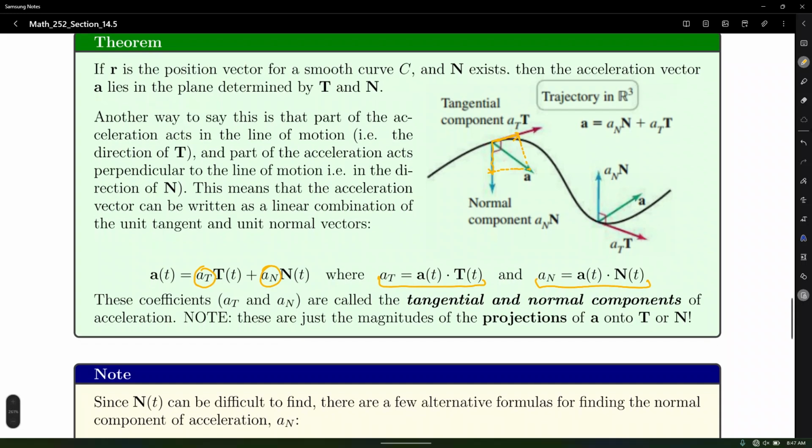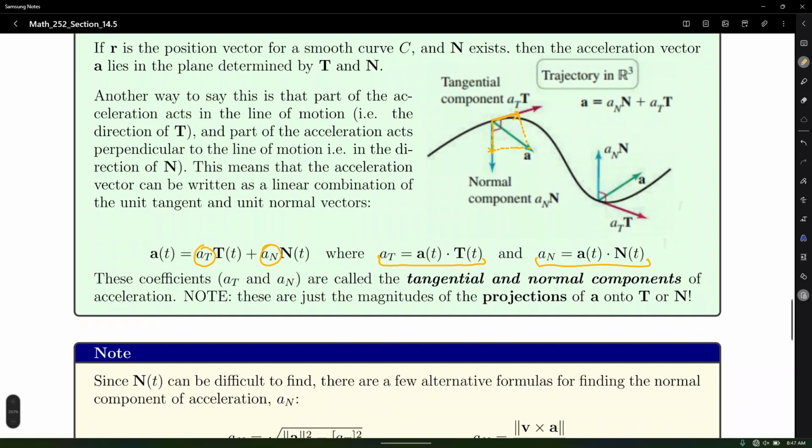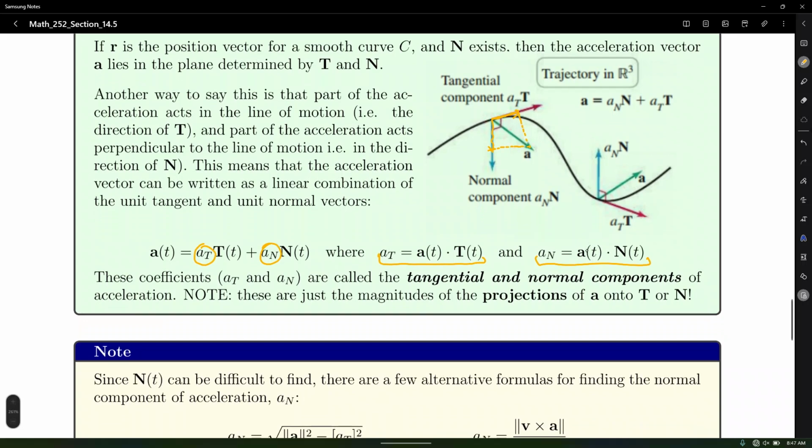That's to get the tangential component of the acceleration, and the dot product between the acceleration and the unit normal vector. That's to get the normal component of the acceleration, that is, to find how much of the acceleration projects onto the normal vector. Let's have a look at one example.